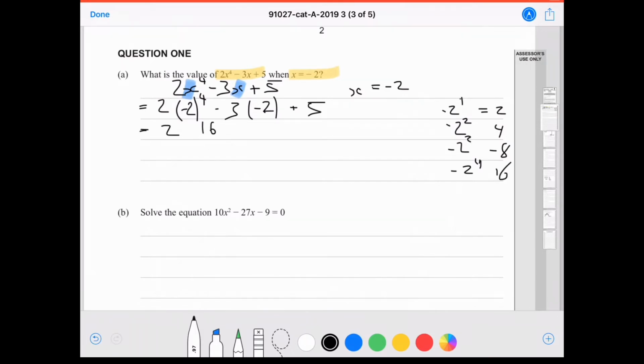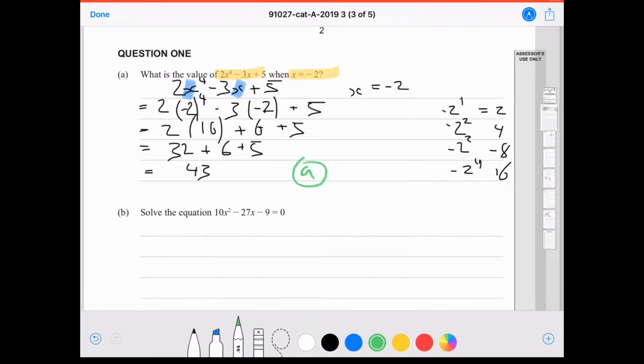So you've got 16 in brackets. Minus 3 times minus 2 is positive 6. And then plus 5. And simplifying this, you've got 2 times 16 is 32. Plus 6. Plus 5. And this gives you 43. And the correct solution will give you the achieved, guys. Okay, let's keep going.